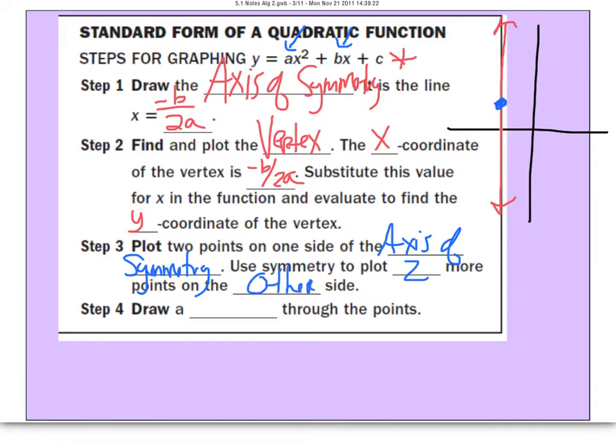So really all we have to do is make a table of values and find 2 points, something over on this side. Let's say we did it and we found that the points were here and here. Well, step 3 says, fine, take this 1 point and reflect it over here, take this and reflect it over here. Whammo, we got it. So draw the parabola through the points and you're done. So let's look at 2 examples.